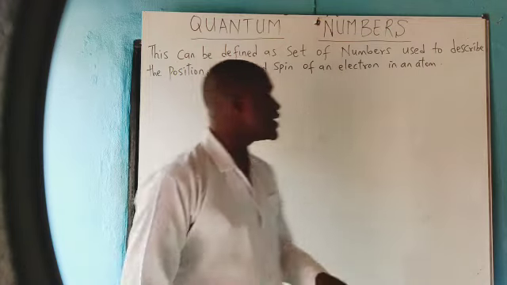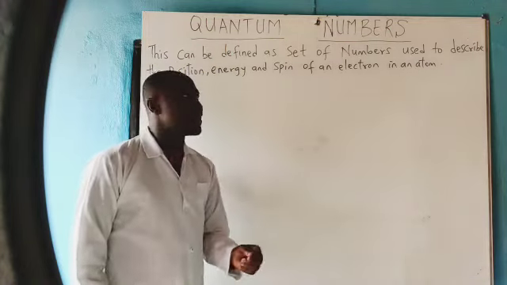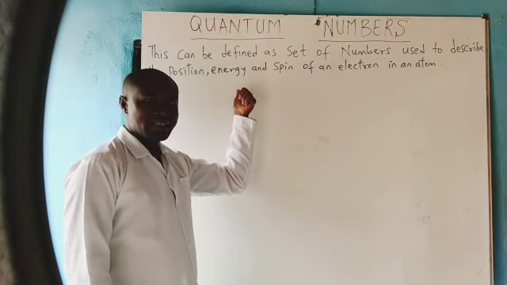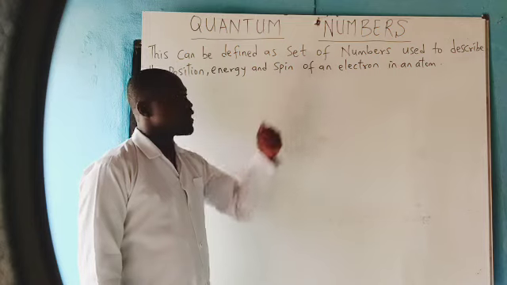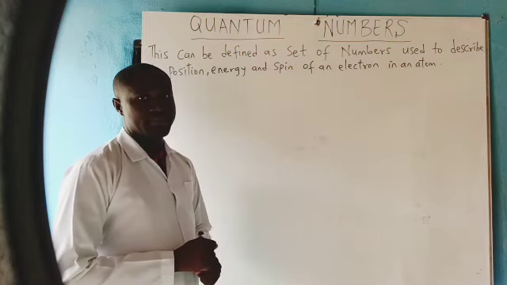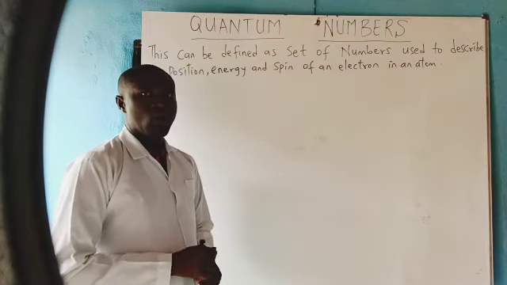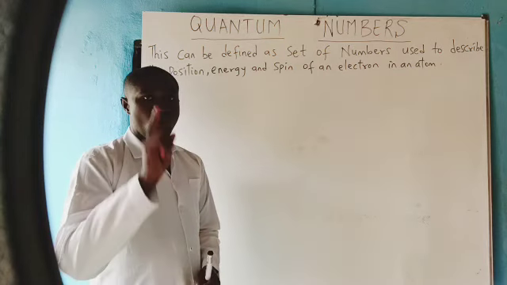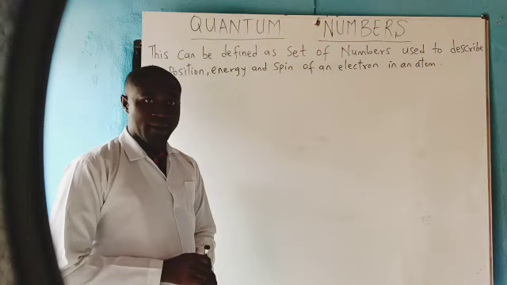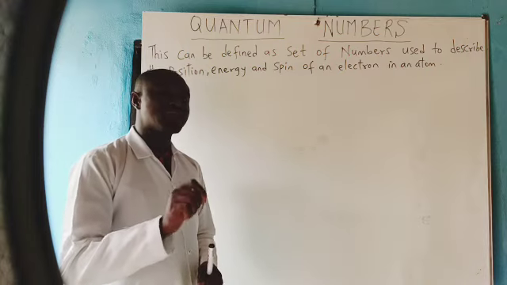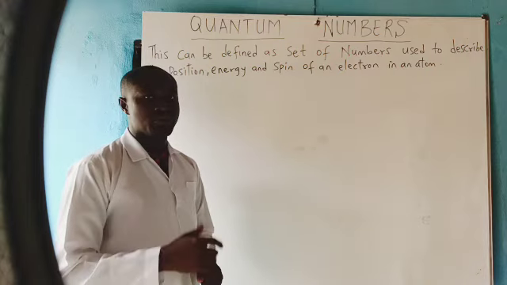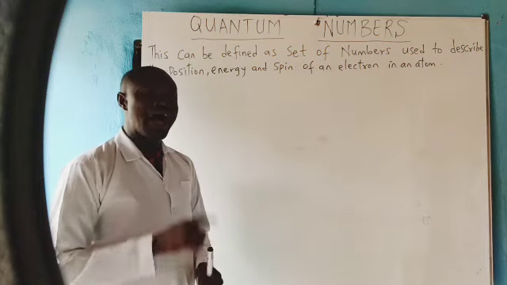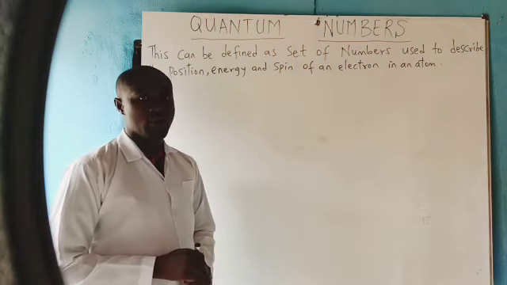Quantum number is defined as a set of numbers used to describe the position, the energy, and the spin of an electron in an atom. We have four quantum numbers in the field of chemistry. One is principal quantum number, two azimuthal or subsidiary quantum number, three magnetic quantum number, and four spin quantum number.